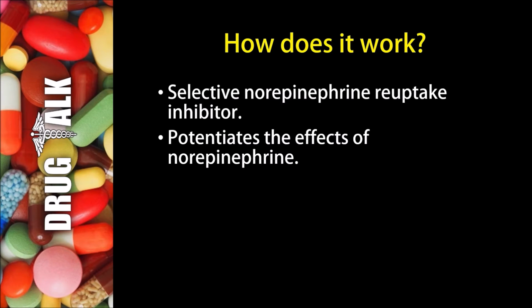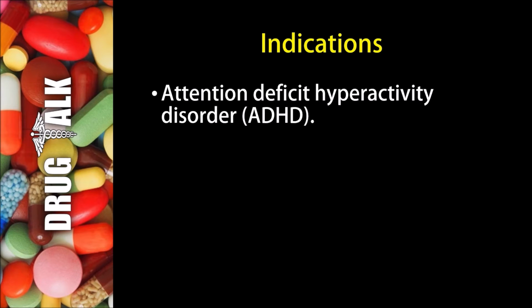So how does atomoxetine work? It's a selective norepinephrine reuptake inhibitor. It potentiates the effects of norepinephrine. In terms of indications, we would generally see this medication prescribed to treat attention deficit hyperactivity disorder, or ADHD.